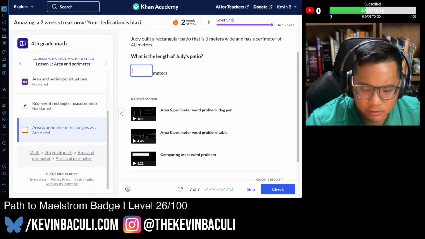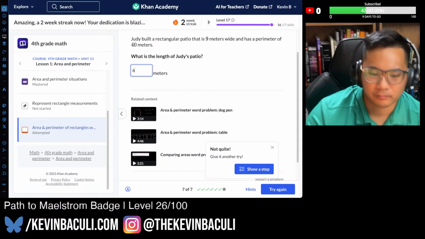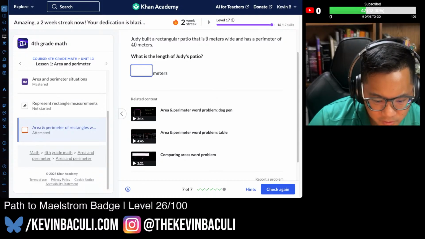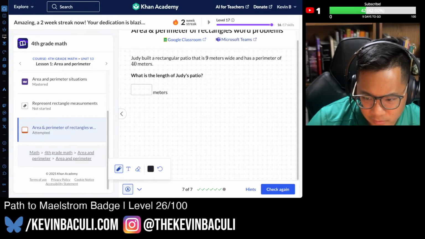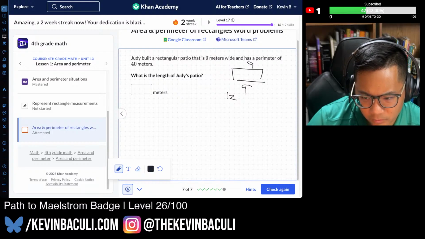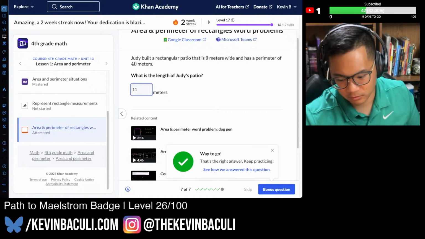12. 6. Hold on. Has a rectangular patio that is 9 meters wide. Perimeter is 18, 12. Has a perimeter. 18, oh, 22. It's 11. Yes.